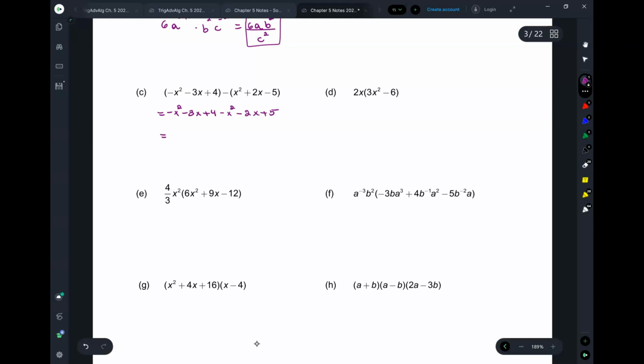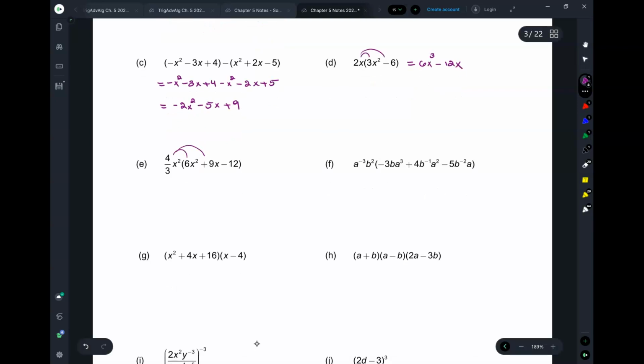Okay, so here we combine like terms. What are we going to get? Correct. Okay. This, again, is so algebra 1, right? You distribute, what are we going to get here? 6x cubed. Awesome. Okay. So here, distribute.